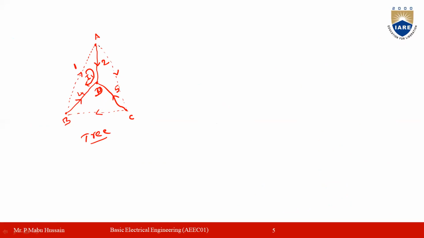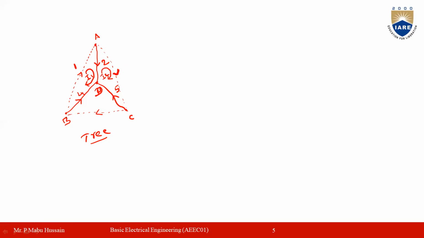Now if you add AC, then also you can form another loop. Here also you assume another loop current, which is I2. How can you assume this direction? You can assume this direction in the direction of your link, or you can even assume it arbitrarily. You can even assume it in the anti-clockwise direction, but it is better to assume it in the direction of the link.